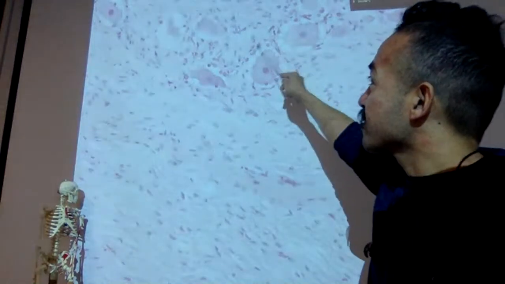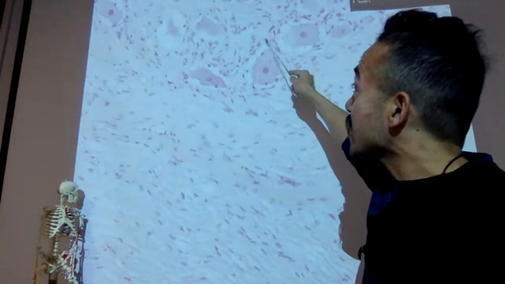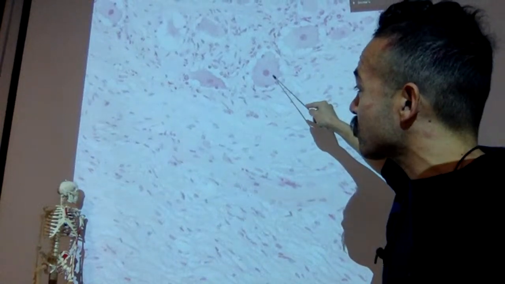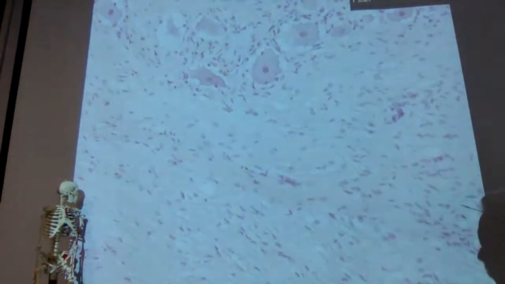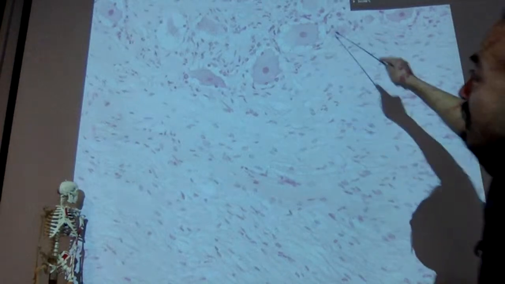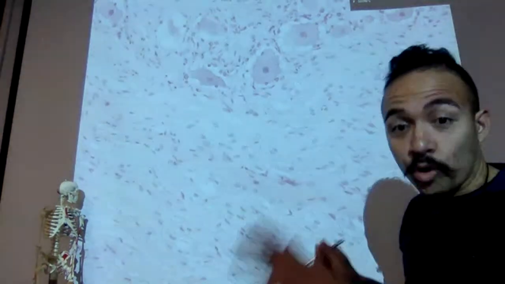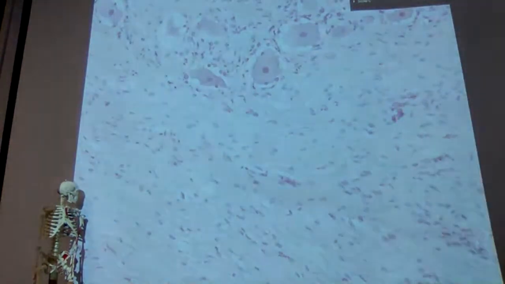These are satellite cells. So satellite cells are surrounding the neurons. Schwann cells are over here forming the myelin of the axons. Satellite cells and Schwann cells. This is from a dorsal root ganglion.